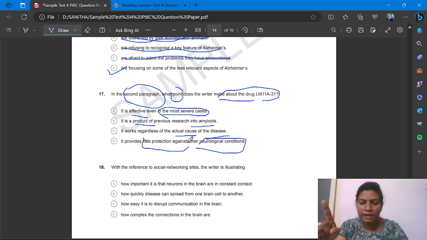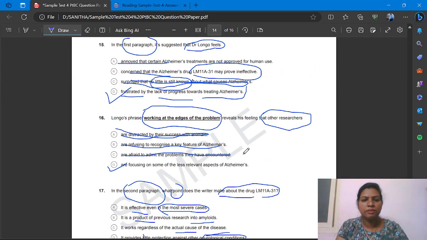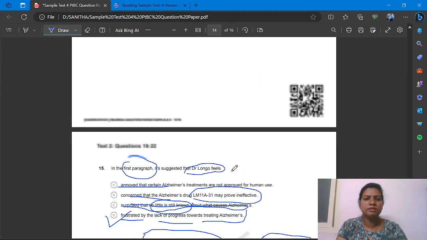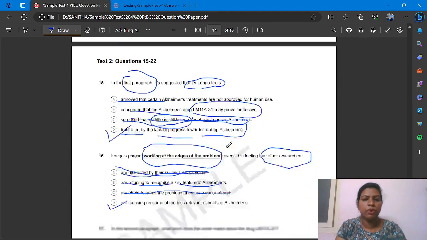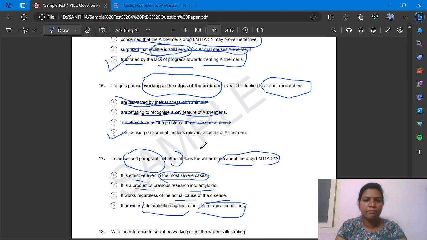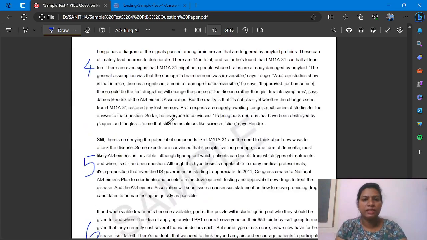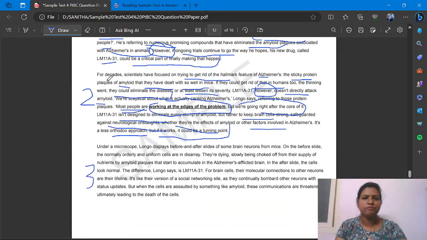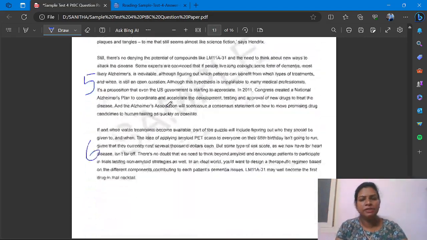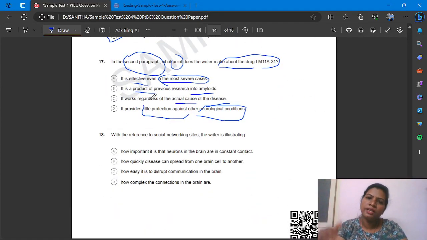Then go to the second paragraph and read the paragraph. We already read the second paragraph; the previous question, the 16th question, we also got the good answer from the second paragraph. So read once more, okay? If you can find out the answer, no problem. If you are having difficulty, go to the second paragraph and read it. We have to find out what point the writer makes about the drug LM11A31.